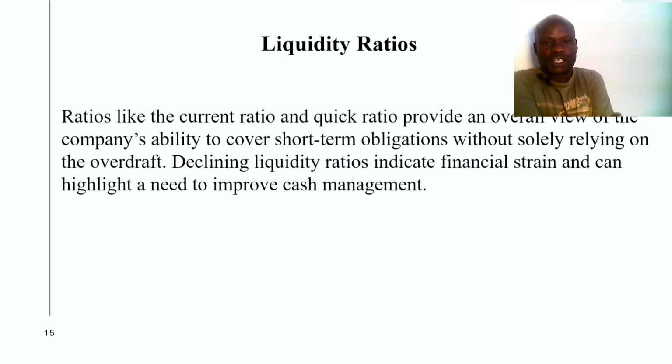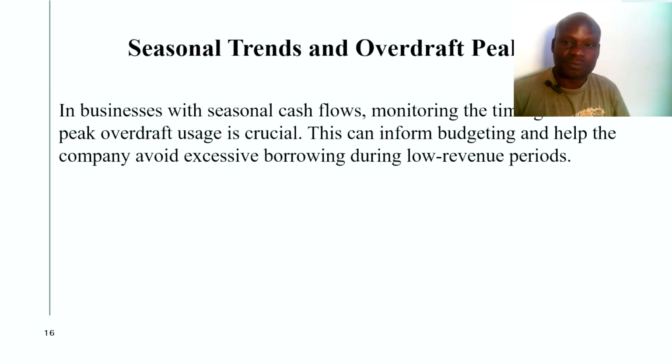Liquidity ratios. Ratios like the current ratio and quick ratio provide an overall view of the company's ability to cover short-term obligations without solely relying on the overdraft. Now, declining liquidity ratios indicate financial strain and can highlight a need to improve cash management.